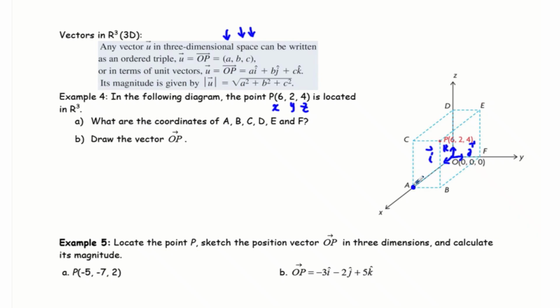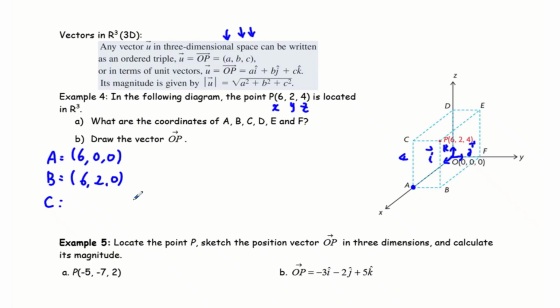Okay, so for A, it's only on the x direction. There's no move right, no move up. So this one is kind of move to the front. Front 6, so A is just (6, 0, 0), no right, no up. And B is (6, then move to the right, that is y, and no moving up. C is move from A up 4, up 4.